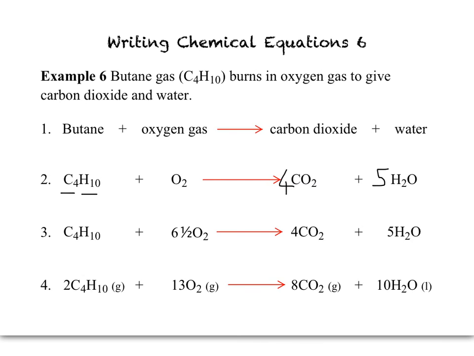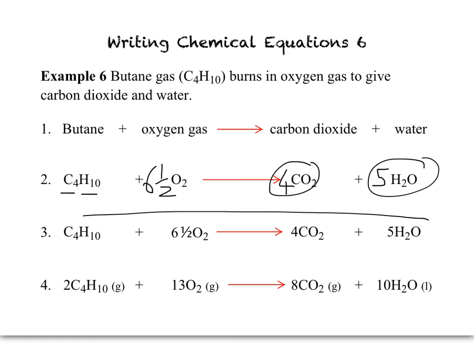Now if we add up all the oxygen atoms, we get 4 times 2 is 8, here we have 8, and here we have 5. That makes 13 oxygen atoms. The only way we can get 13 with O2 is 6.5. And this gives us the balanced equation.